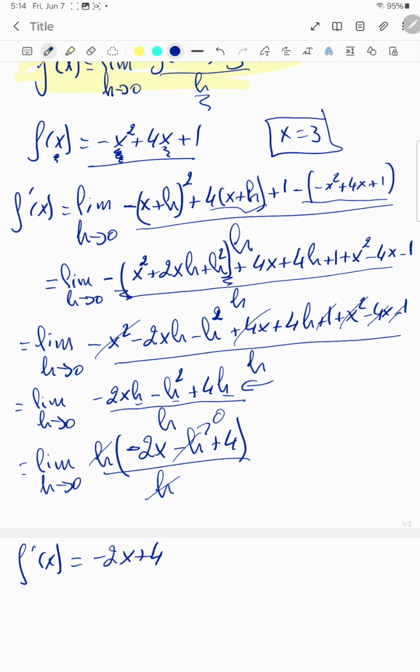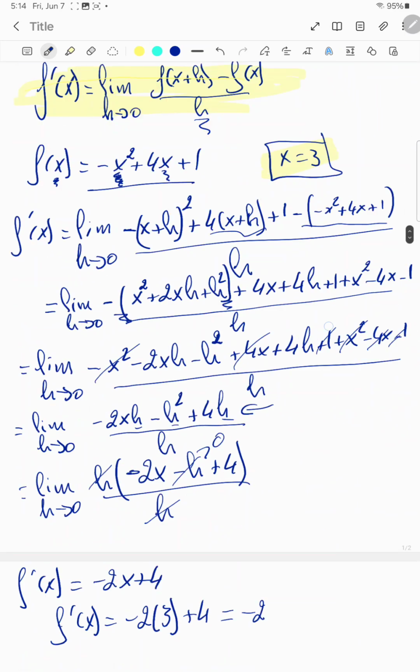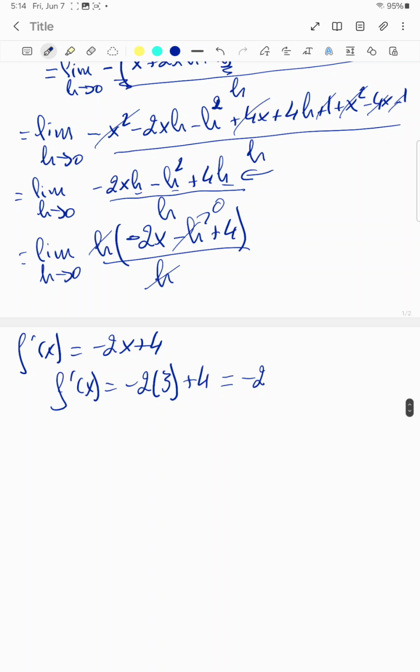But here I said I want to study it when my x is equal to 3. So let's replace x by 3. So f prime of 3 would be equal to minus 2 times 3 plus 4. Minus 2 times 3 is minus 6, plus 4, it's equal to minus 2. So my instantaneous rate of change at x equal to 3 is equal to minus 2. And let's see if it makes sense.